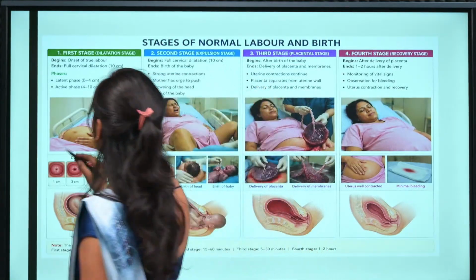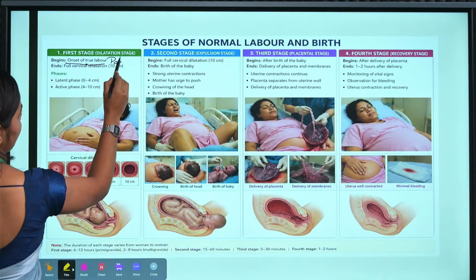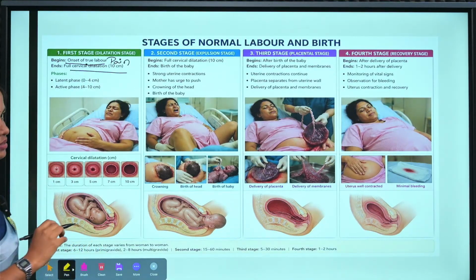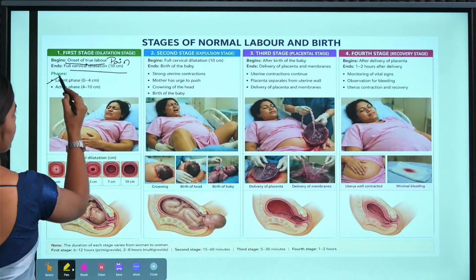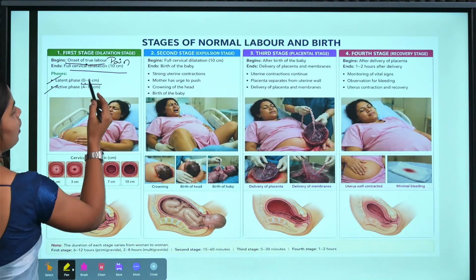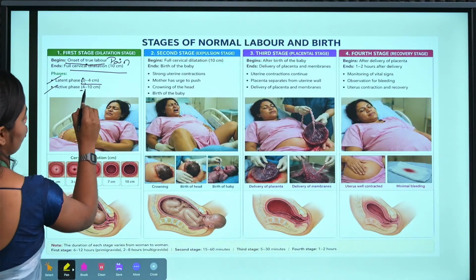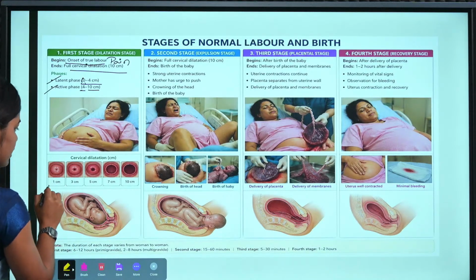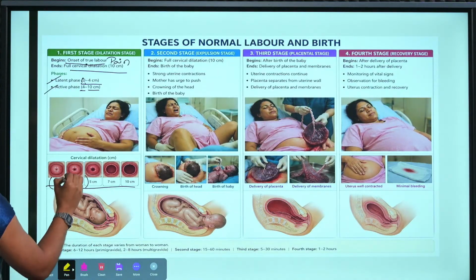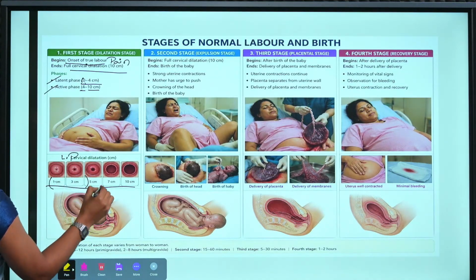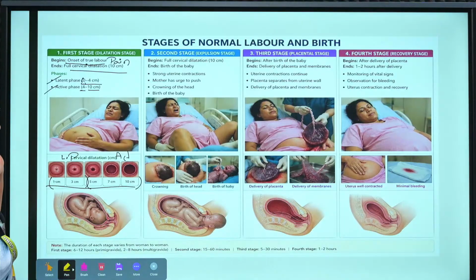Next, the stages of normal labor. You can see the first stage begins with the onset of true labor pain and ends with 10 centimeter dilatation of the cervix. The cervix dilatation phases include latent and active. Latent indicates 0 to 4 centimeter dilatation of the cervix. Active phase is 4 to 10 centimeter of dilatation. You can see the dilatation from here to here, the latent phase, and from 4 to 10 centimeter, the active phase. This is the first stage, dilatation.